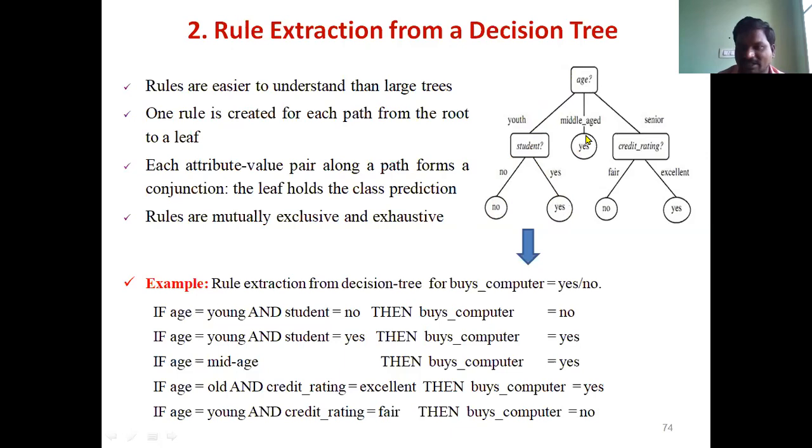The third path: if age equal to middle age, then you will buy the computer. If age equal to senior, then based on credit rating equal to fair, he is not buying the computer. And age equal to senior, credit rating equal to excellent, yes, buys the computer. There are five paths, so from this tree you generate five different rules. In this way, you generate the rules from the decision tree.